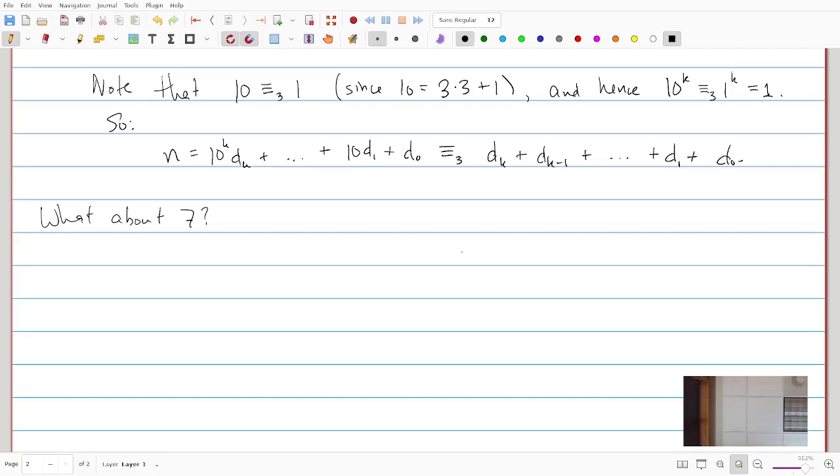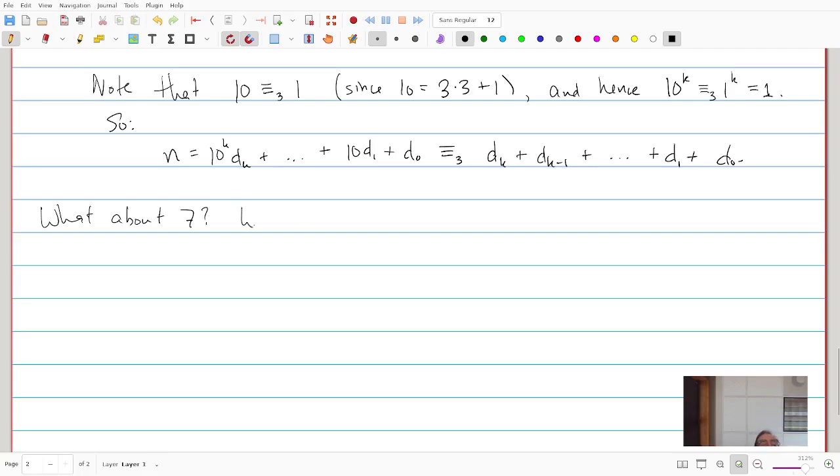So, if I do this approach, it doesn't really help that much, because 10 is equivalent to 3 modulo 7, and so 10^k was equivalent to 3^k modulo 7, which, I don't know, doesn't really help me simplify it all that much. But there's a different approach we can take.